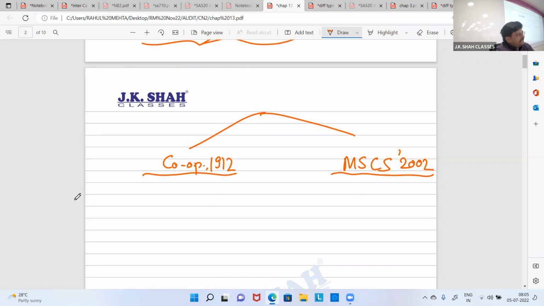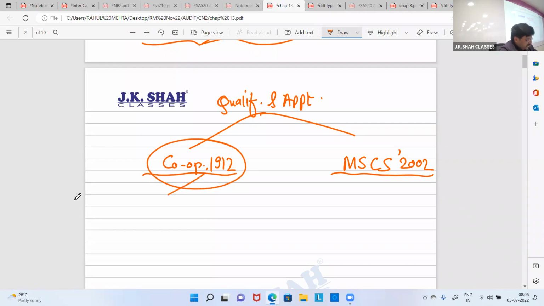You know what main thing you have to understand here? There are two things: one is qualification and the other is appointment. Two things very precisely you need to understand. Firstly, we will talk about which society? Cooperative society first. Anybody? Qualification? Chartered accountant.